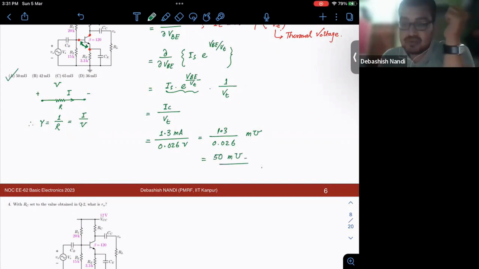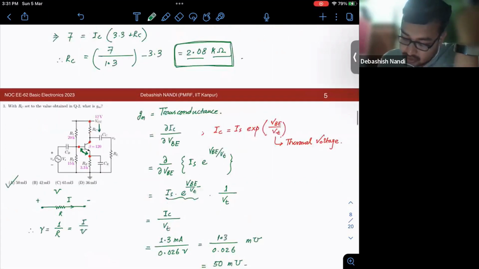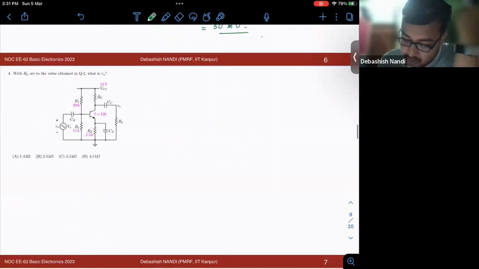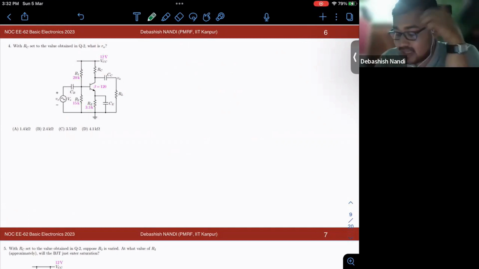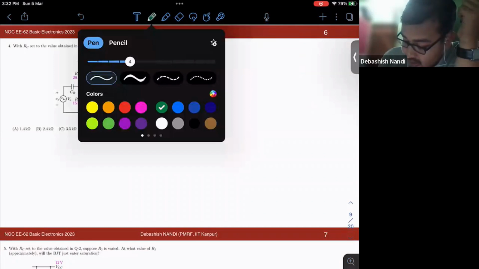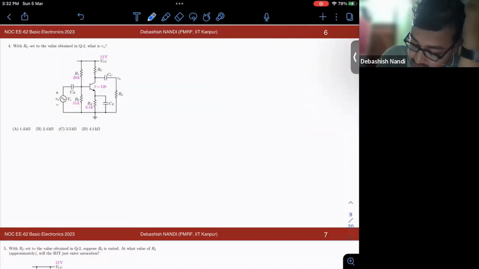This is how you go about solving this kind of problem. So moving on to the next problem. With RC set to the value obtained in question number 2, what is R pi? Now you need to understand the small signal model, right? Let me tell you in an interesting way.